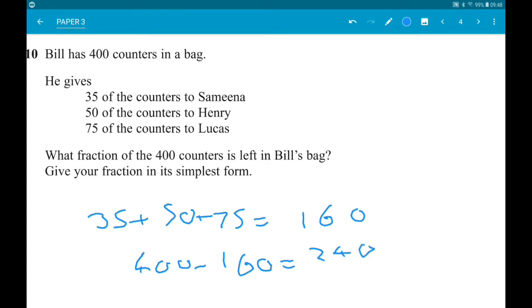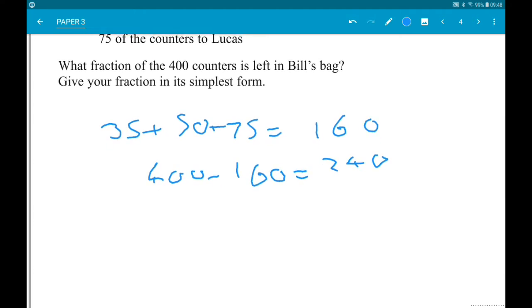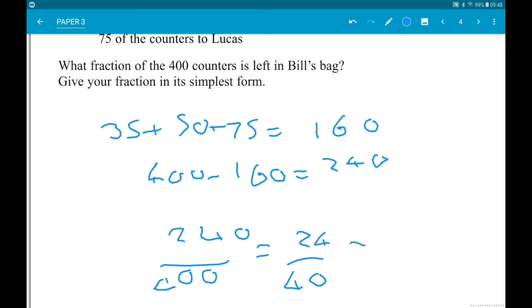240. Now, as a fraction of the original 400, that's 240 out of 400. Now they want it in its simplest form. So, they both have a common factor of 10, so it's 24 over 40. Both have a common factor of 8, this is 3/5. Now remember, your calculator could have done that straight away.